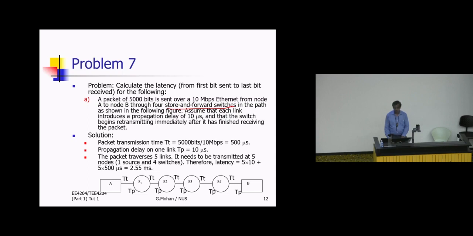So the terminologies are very important. There is only one packet. The size is 5000 bits. And it starts from host A and is received by host B. In between, it traverses switch 1, 2, 3, 4. And these switches are store and forward switches.